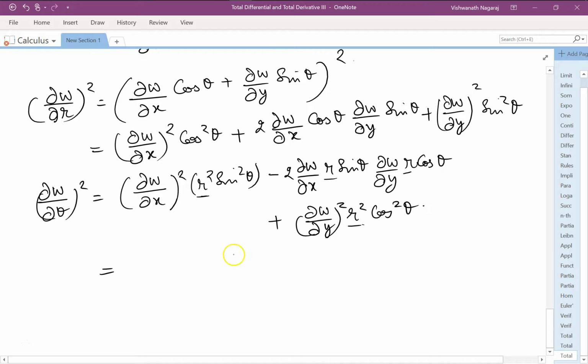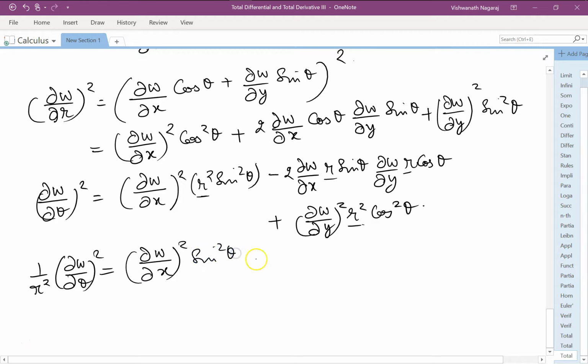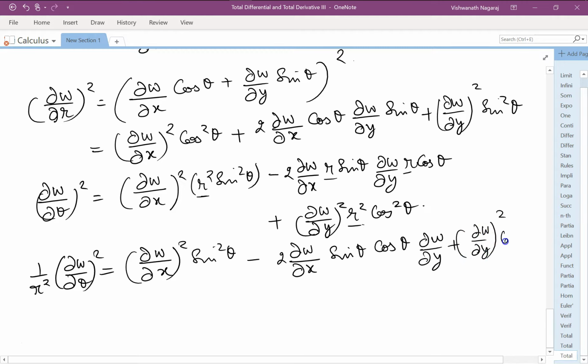So let's take it to the other side. Take it out as common and then take it to the other side. So we get r² (∂w/∂theta) the whole square. And here we are left with (∂w/∂x)² sin² theta minus 2 ∂w/∂x sin theta cos theta ∂w/∂y plus (∂w/∂y) the whole square cos² theta.